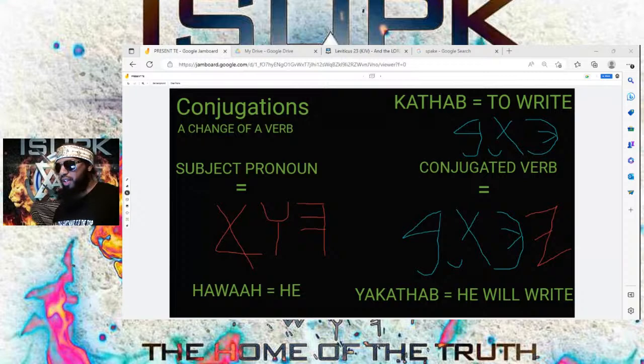Let me know if you understand or not. Or do I need to explain it a little more? But in cases like this, these are things you're just going to have to know.